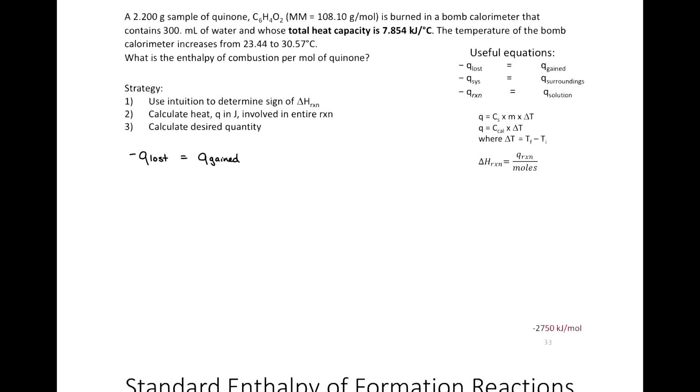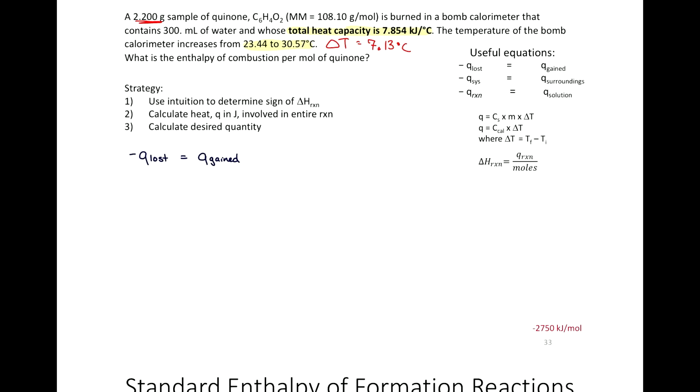So let's just do an example. Okay, so we react a 22-gram sample of quinone. We burn it in a bomb calorimeter. It contains water, but the total heat capacity of the bomb is 7.8 kilojoules per degree Celsius. After burning the quinone, the calorimeter increases from 23 degrees Celsius to 30 degrees Celsius. So I'm just going to go ahead and calculate that delta T while we're here. The delta T is something like 7.13 degrees Celsius. After burning this sample, our calorimeter increased by that temperature.